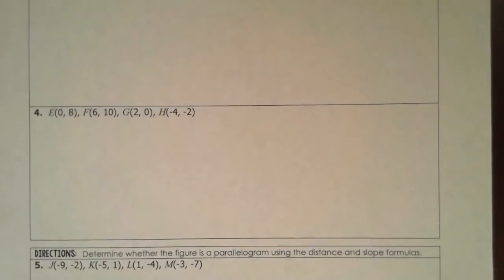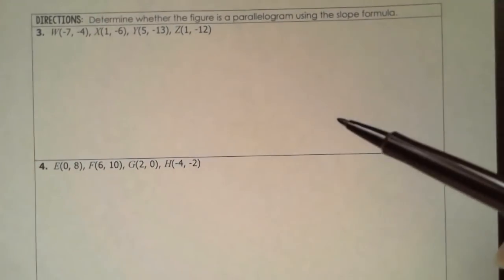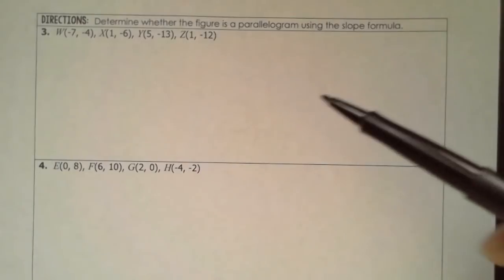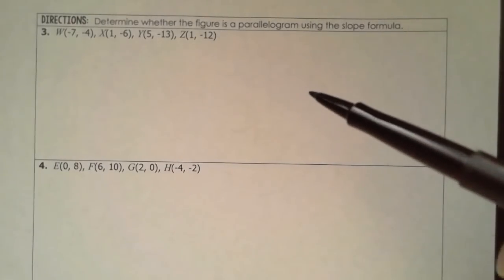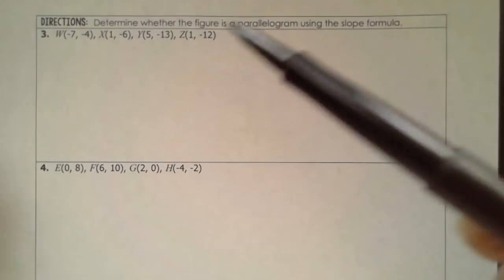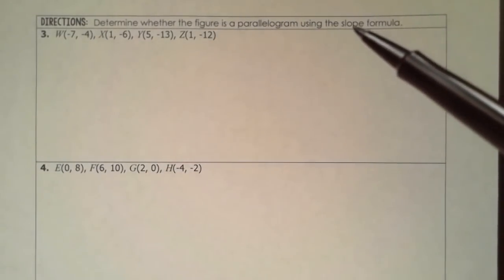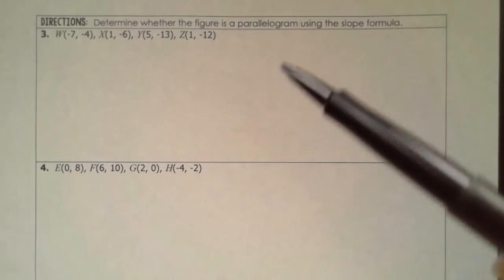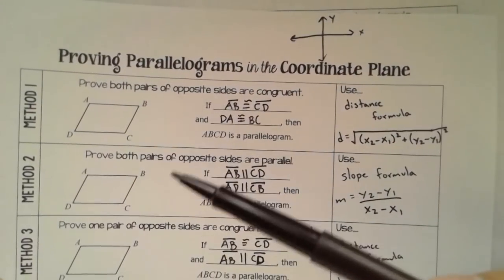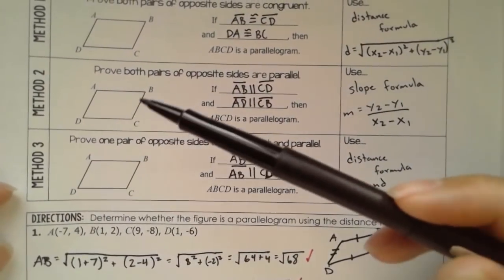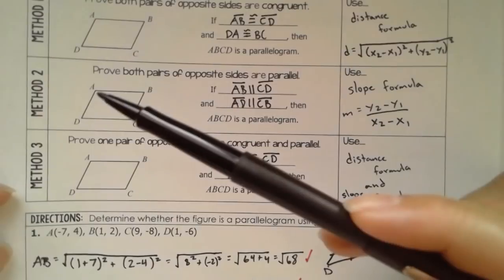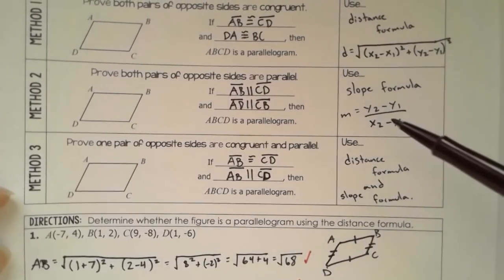Moving to the next one, make sure you read the directions carefully so that you use the correct method that they're asking for to show or prove that you have a parallelogram. This one, or the next two questions, ask us to use the slope formula. So this is method 2. You're showing that the pairs of sides are parallel using the slope formula.